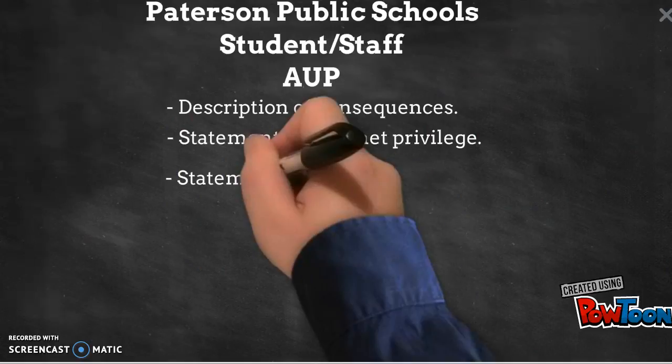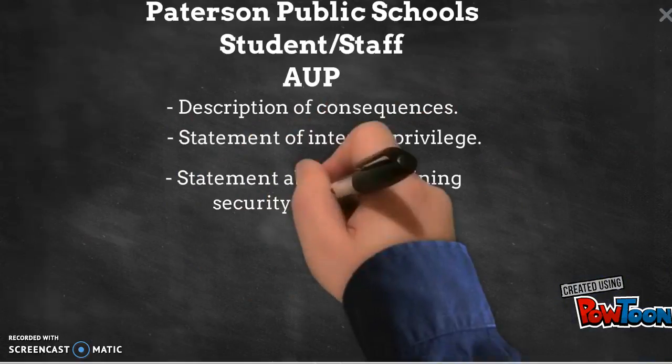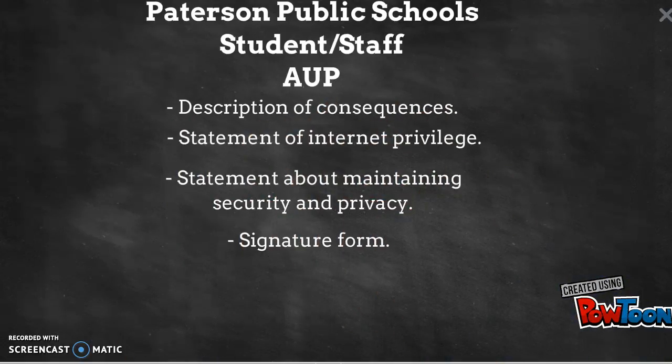Paterson Public Schools acceptable use policies also provide a description of the consequences. A statement of the technology being a privilege is provided in both documents, along with the statement to maintain a safe and secure online environment and monitoring activities. Both acceptable use policies provide a signature form to be turned in to the school as an acknowledgement of the policies and procedures.